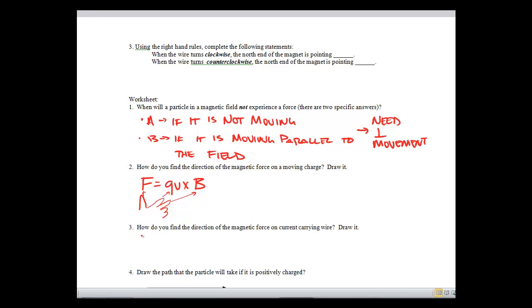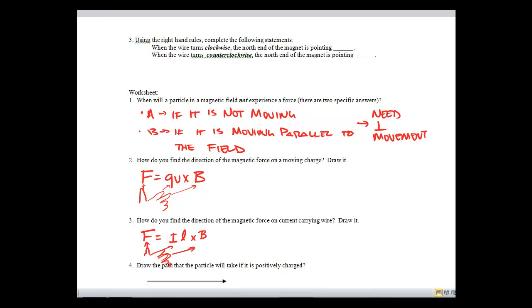Current carrying wire is very similar. The force on a current carrying wire is current times length cross magnetic field, and it's the same thing. Thumb goes with the force, pointer finger goes with the current, middle finger goes with the field, the other fingers don't do anything. Make a gun with your hand, stick that middle finger out, perpendicular to your pointer finger, and you have to line everything up. So, let's do some examples of that.